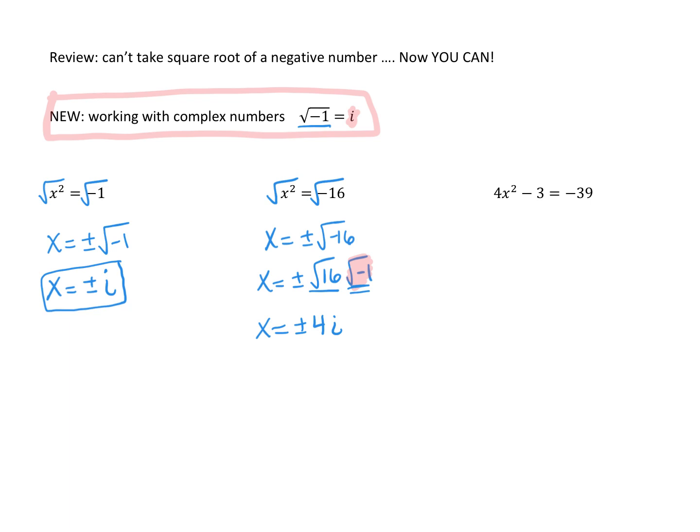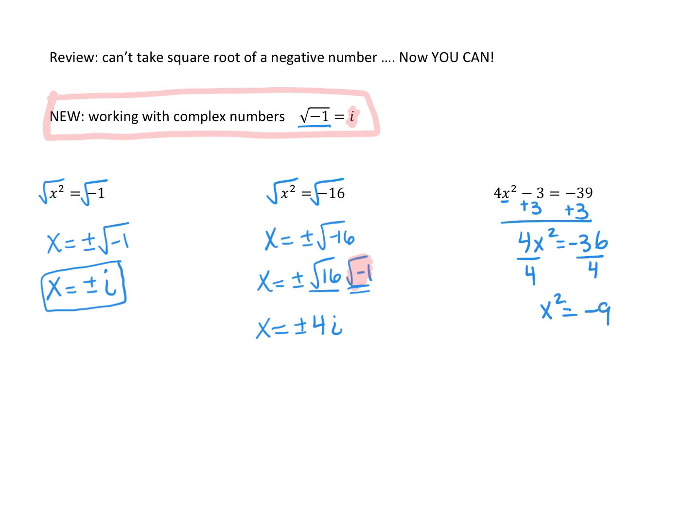All right, let's solve this last one. So I want to get this x squared alone. So the first thing I'm going to do is add 3. Then I'm going to divide by 4. And I'm going to get that x squared equals negative 9.